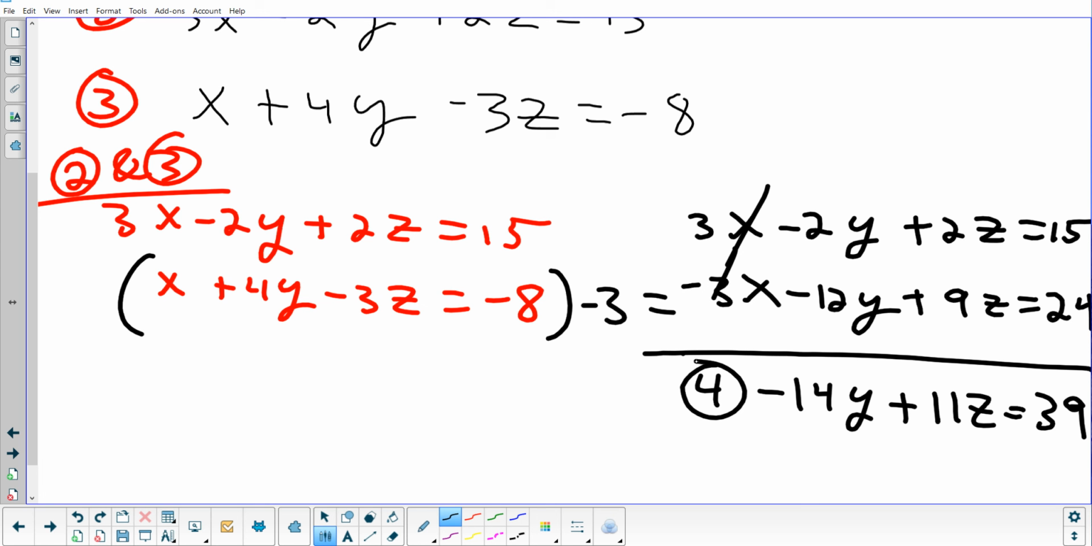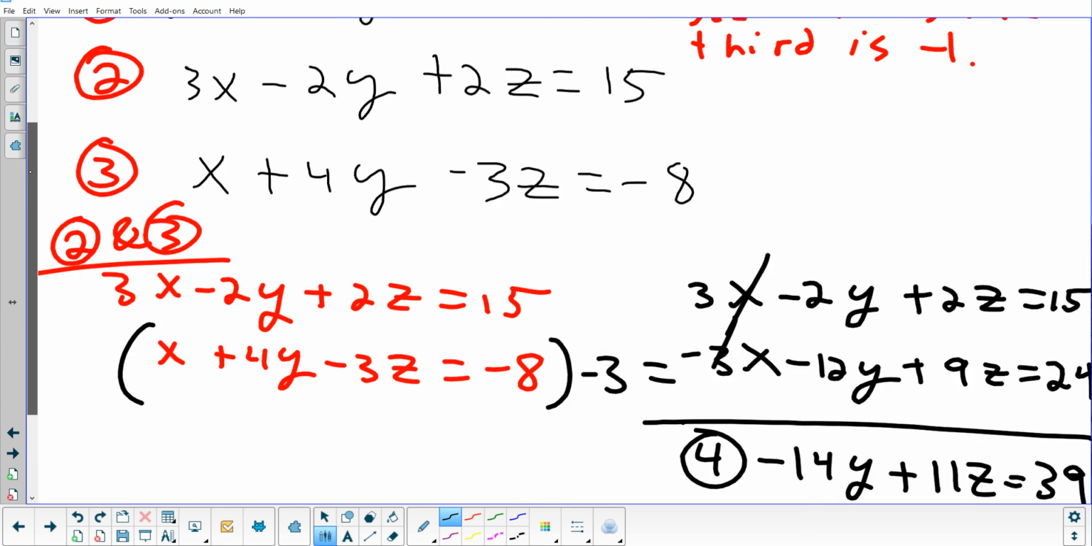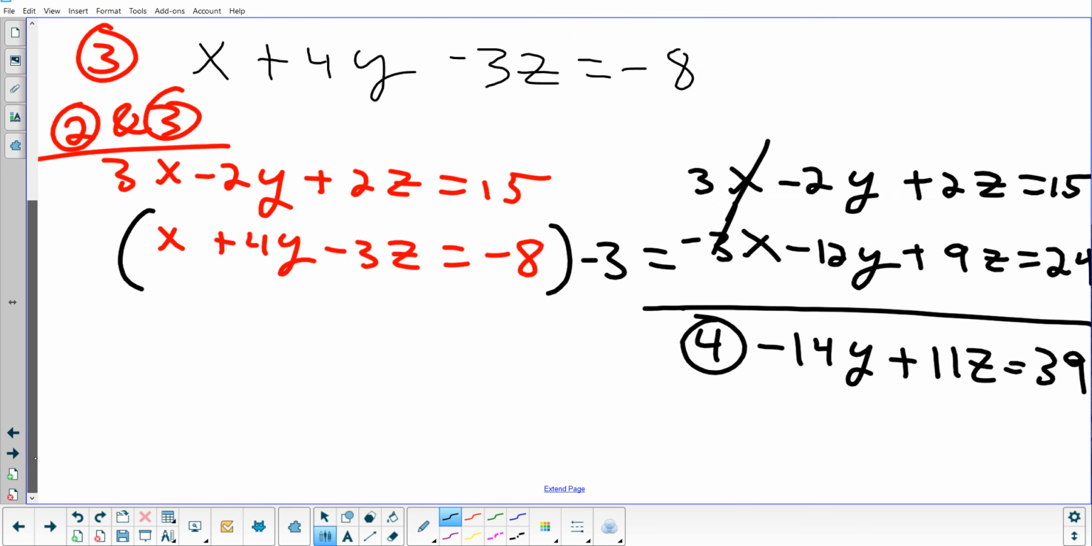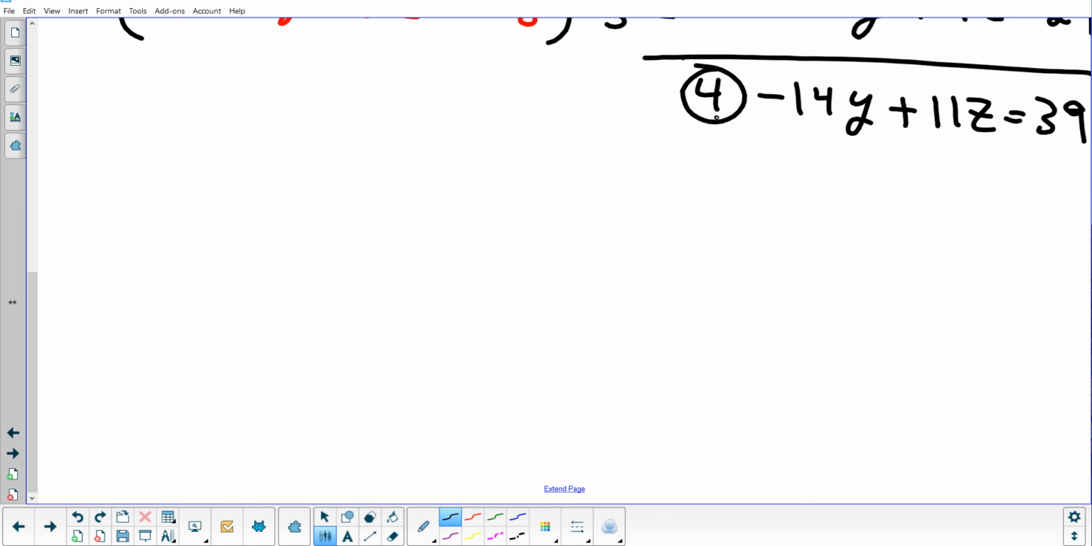How many variables are in that equation? 2. You need one more equation with a y and a z in it to be able to solve. So the first time we did it, we used equations 2 and 3, and we got rid of x. So we've got to get rid of x one more time. But we can't use 2 and 3. We have to use 2 other ones. What 2 other ones could I use? Yeah? 1 and 2. We're going to use 1 and 2. Okay, we're going to come back. We need equation 4, but not yet. I'll come back to it.